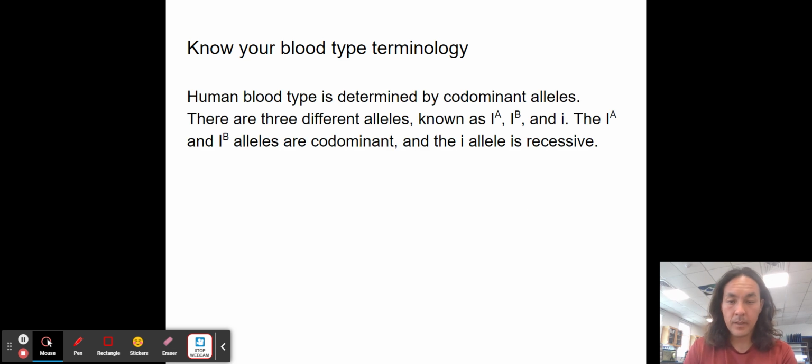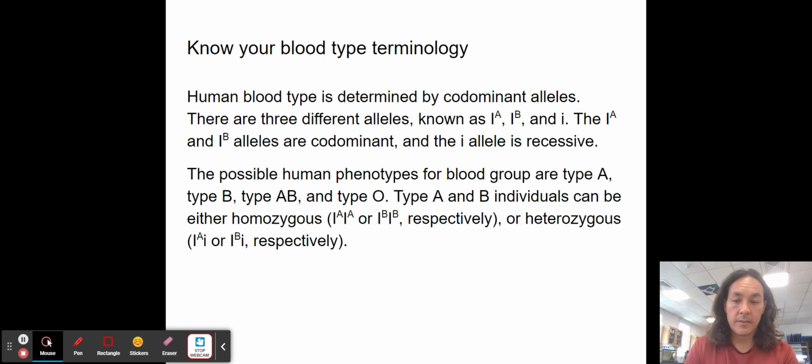All right. We said that blood type is determined by codominant alleles. Here they are. So you could be type A, type B, AB, O. If you're A or B, you can either be homozygous or heterozygous for that blood type, respectively. So why don't you go ahead and try and draw out all the different types of blood you could be right now.